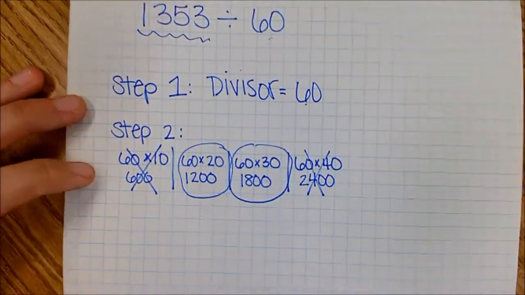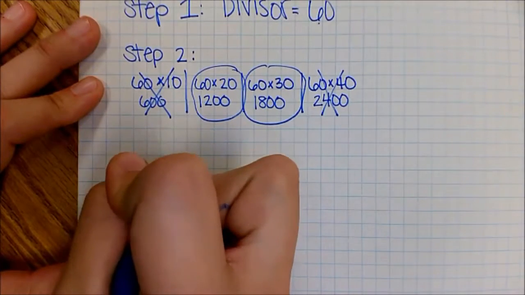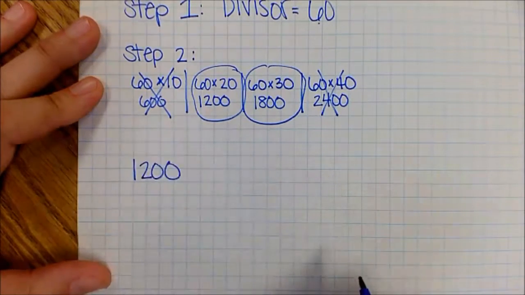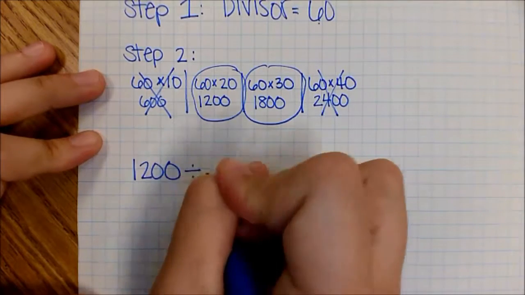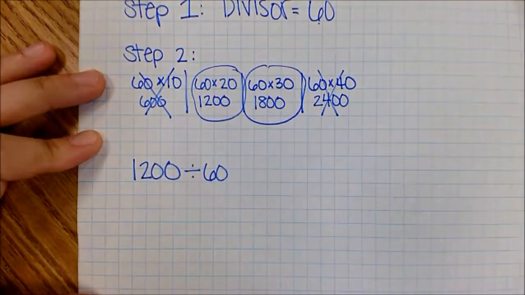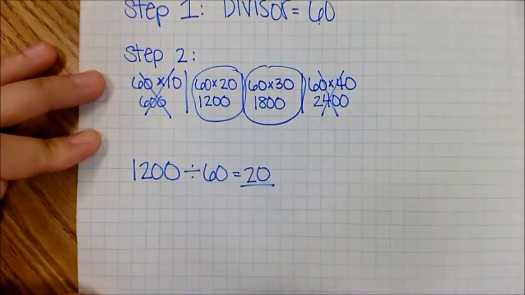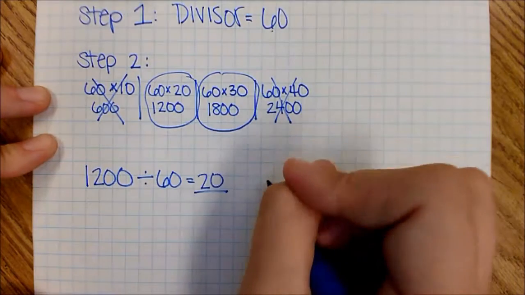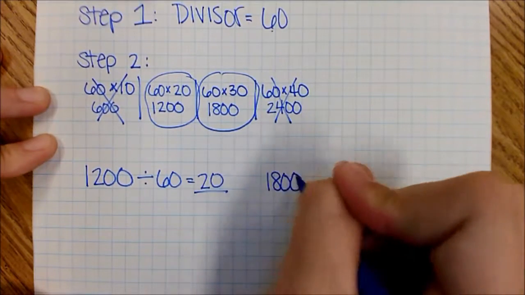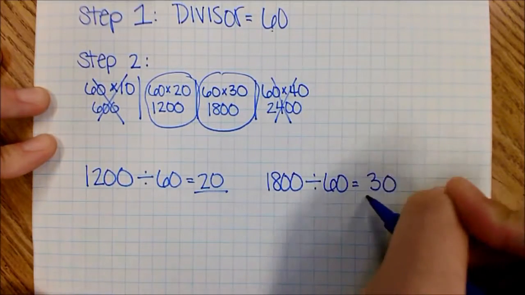So now let's go on to step 3, divide the compatible numbers. So when I divide the compatible numbers, I take 1,200, which is my estimated dividend, and I'm going to divide that by my divisor, which is 60. When I divide that, that gives me 20 as my answer. Now if I go on the other one that I came up with, my other dividend, if I take 1,800 and I divide that by 60, that gives me 30.